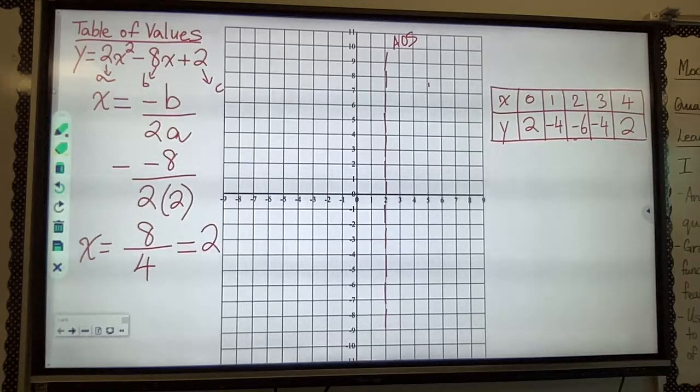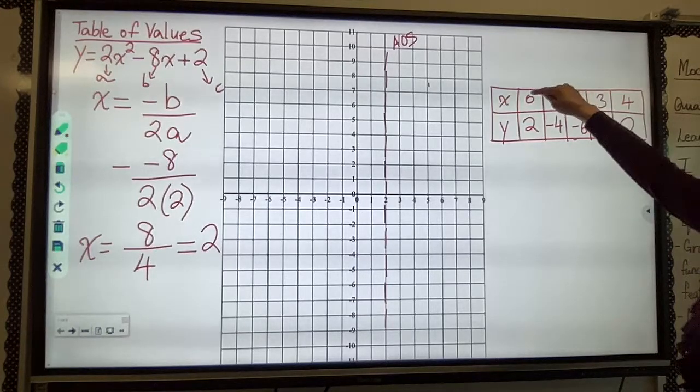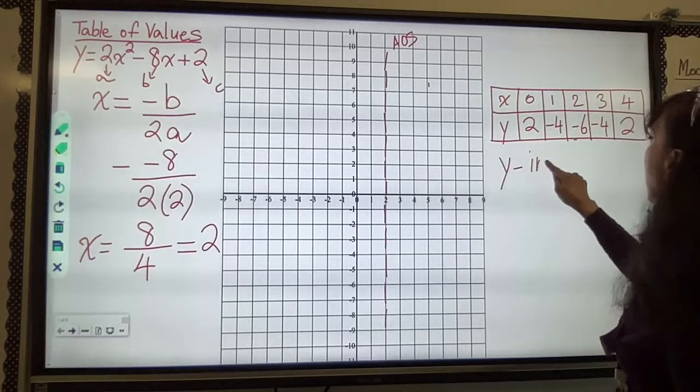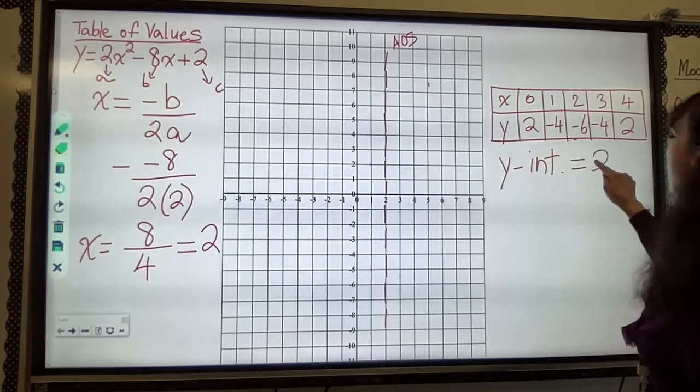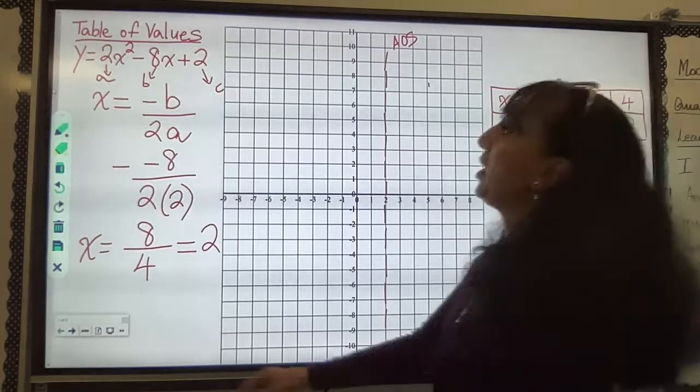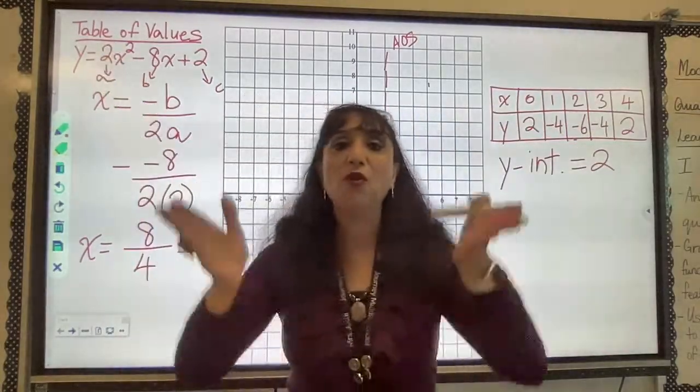And I can see that, once again, my axis of symmetry was 2. And then my y-intercept is going to be what? If x is 0, my y is 2. So my y-intercept is going to be 2. And the vertex of this function is a minimum. Why are we saying minimum? Because a is positive, so it's going to be moving upwards.